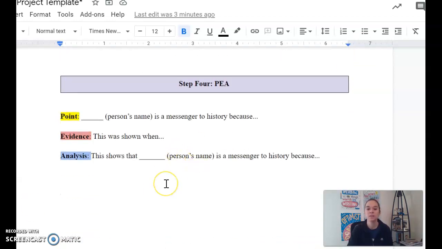And then finally, you're going to do a PEA. So we're going to answer that big question about how are they a messenger to history, right? What did they bring to us, or what message are they trying to bring to the world? So you will use this template right here to write a PEA.